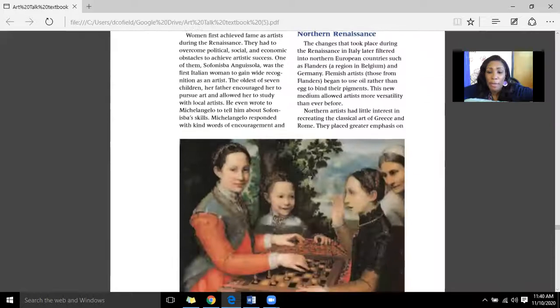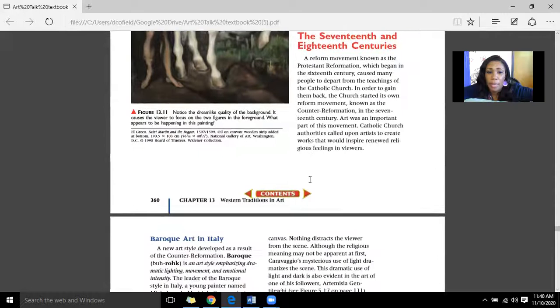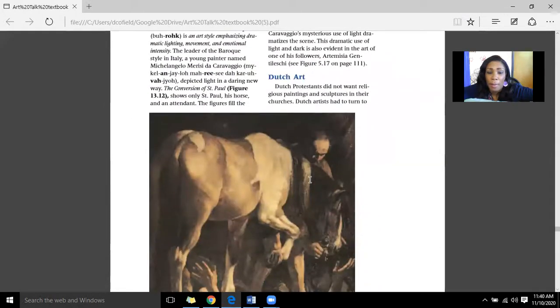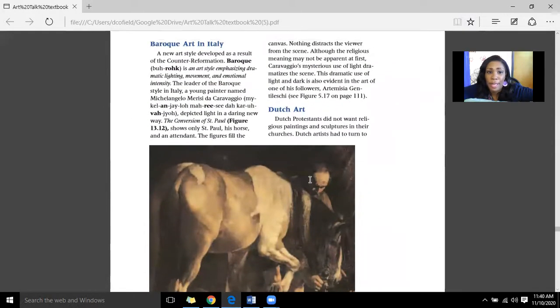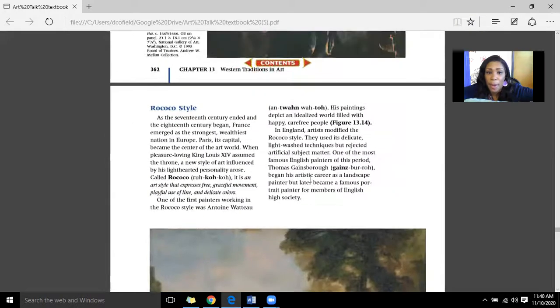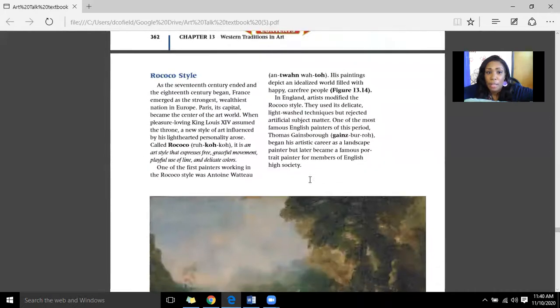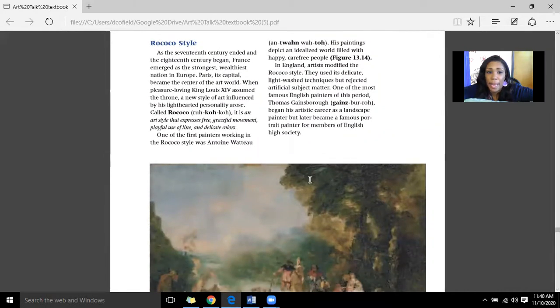So go ahead through this chapter. I want you to go ahead and upload the vocabulary terms for this particular chapter. Understand what Baroque is. Baroque is a style that features dramatic lighting, movement, and emotional intensity. Okay. So that's what you need to think about. This is a very popular piece here, The Girl with the Red Hat, by Vermeer. So good. Rococo is a style that expresses free, graceful movements, plays the use of line and also delicate colors.